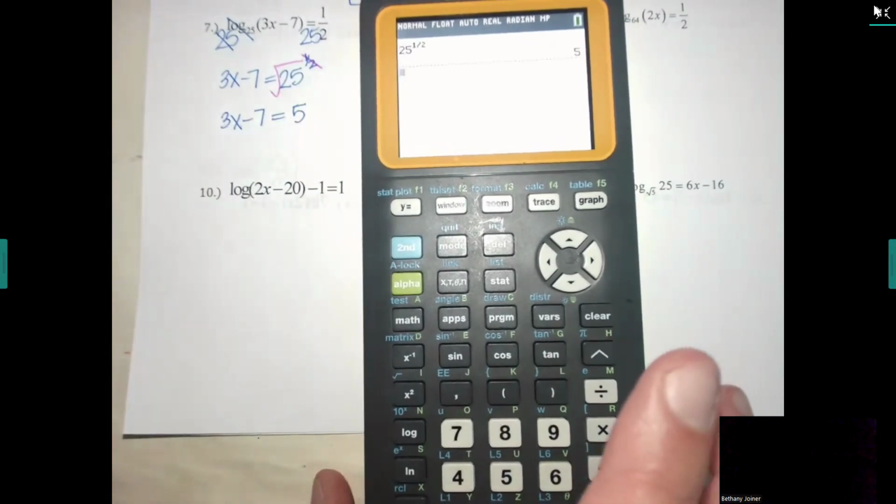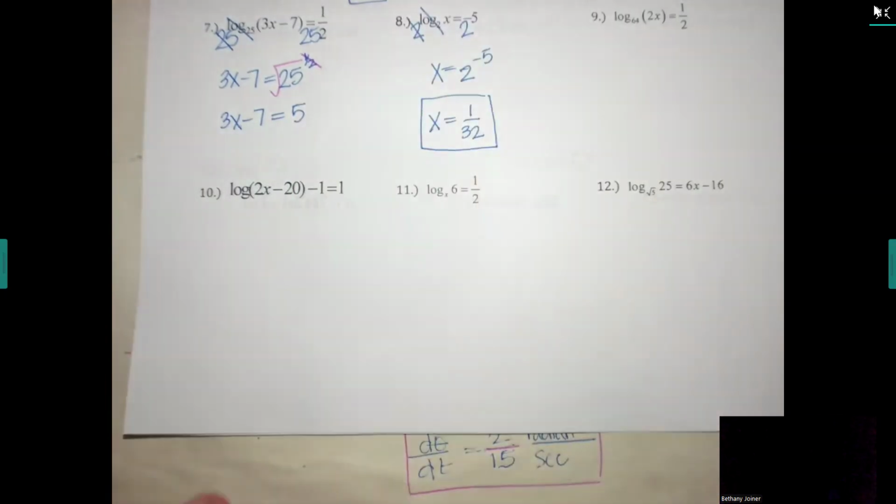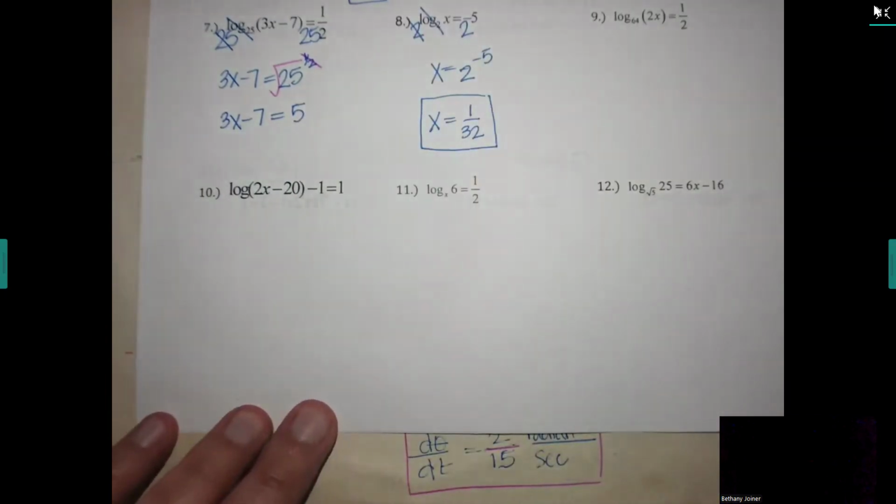All right, then from there, what do we do to solve? Plus 7, thank you. 5 plus 7 gives me 12. And then you're going to divide by 3 to get 4. Very good.